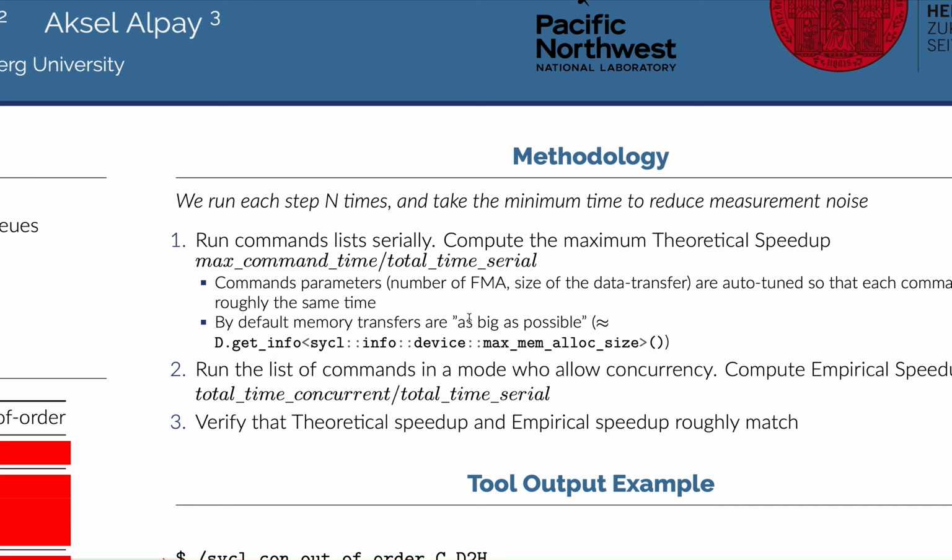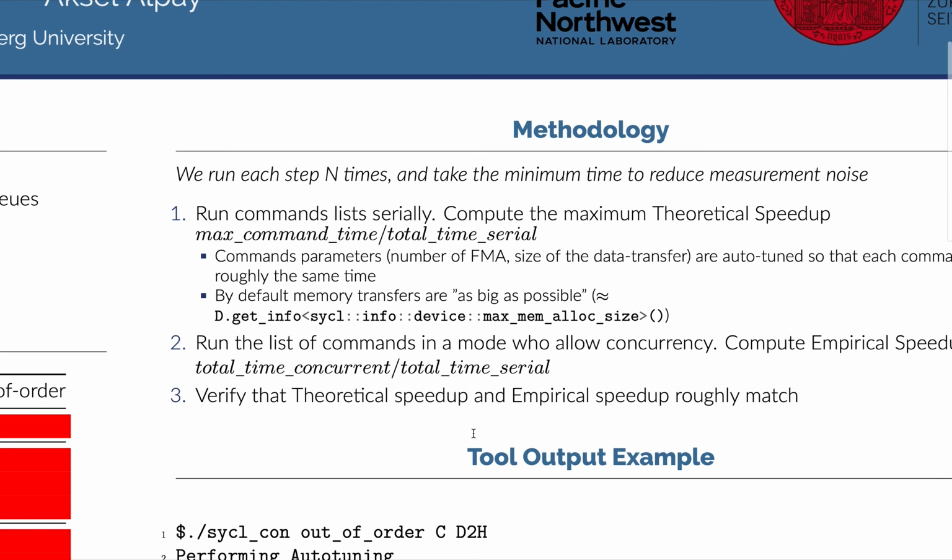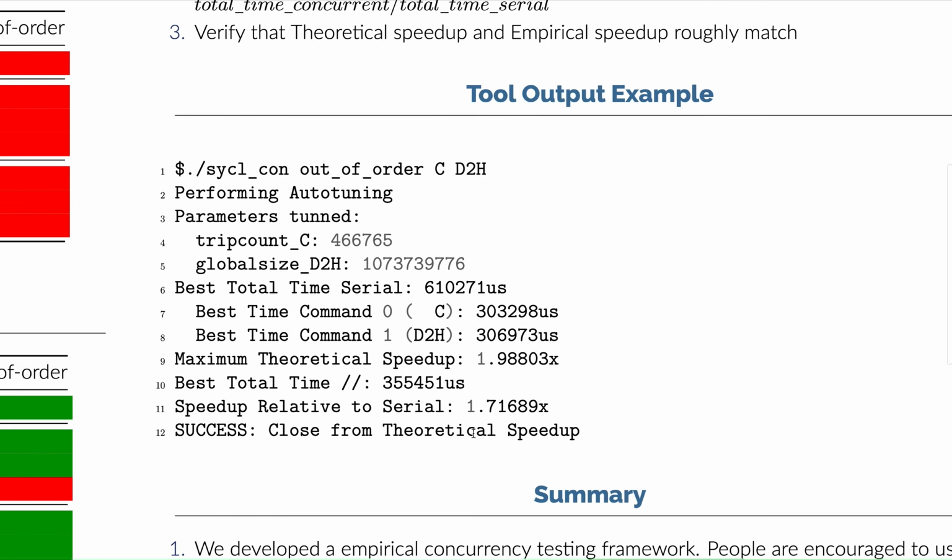We do data transfers as big as possible, so the data transfer takes a large amount of time, to neglect any possible overhead. Then, when we have this theoretical speedup, we run in a mode which should allow concurrency, and we compute the speedup versus the serial run, and we compare the theoretical speedup and the achieved speedup. For example, here we try, I think it was on this Iris node, an out-of-order queue. So we'll use this out-of-order mode.